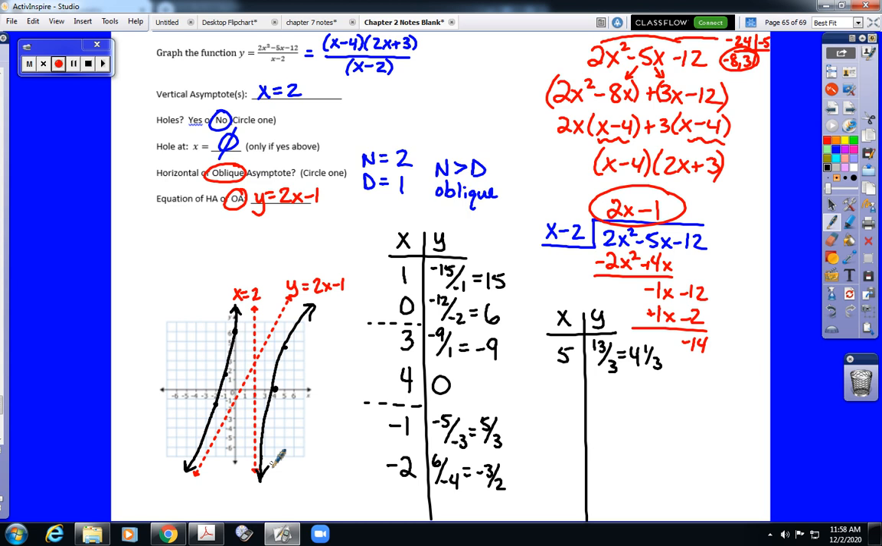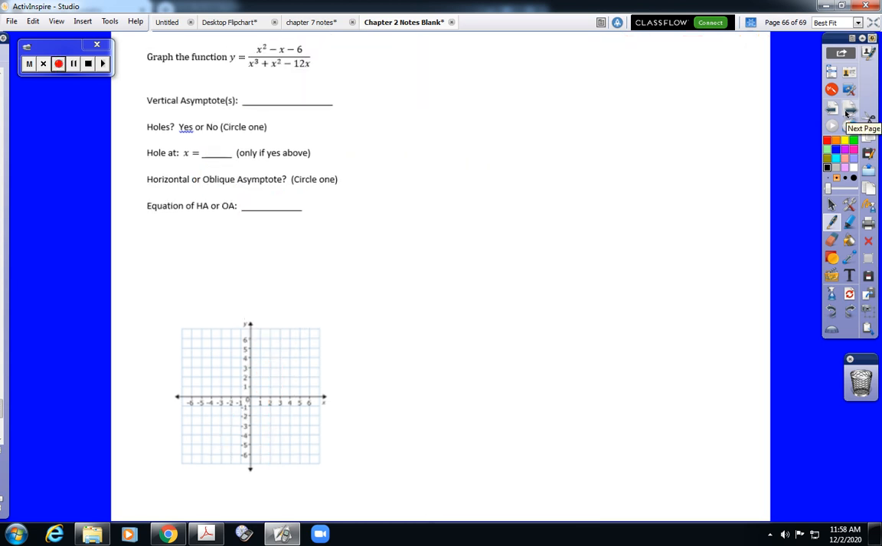All right, let's do another one. This is the last slide of the notes. So once again, we need to have the factored form. The top of this will factor into x minus 3 and x plus 2. The bottom has an x for a greatest common factor. And then what's left would be x squared plus x minus 12, which would be x plus 4 and x minus 3.